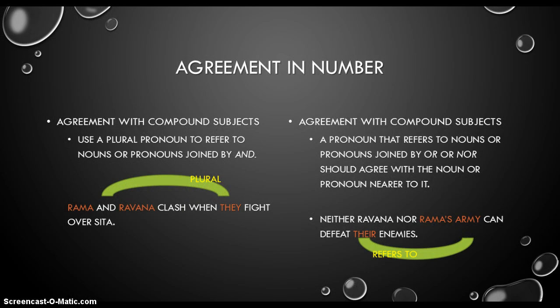But what if you have nouns or pronouns that are joined by or or nor? You're going to use the pronoun based on whichever noun is closest to the pronoun. If the one closest is singular, you use a singular. If the one closest is plural, then you're going to use a plural. So let's take a look at our example. Neither Ravana nor Rama's army can defeat their enemies. Now, we have Rama's army. That's the one that we're going to use the pronoun for because it's closest to the pronoun. So we're going to use their, it's plural because Rama's army is going to be plural.